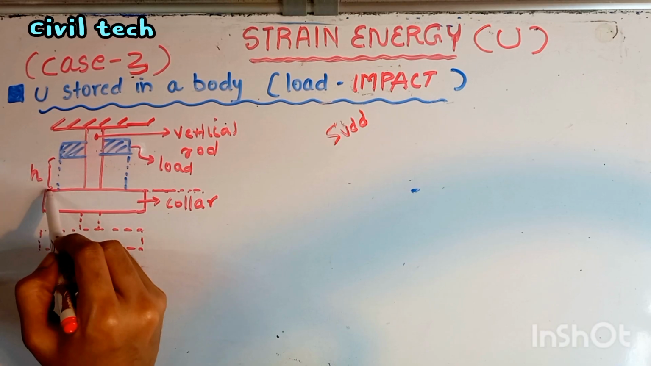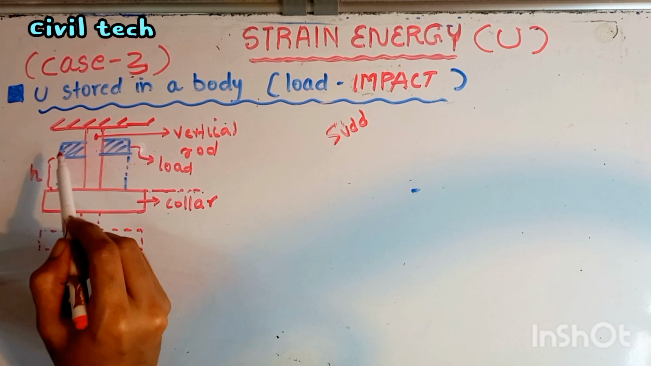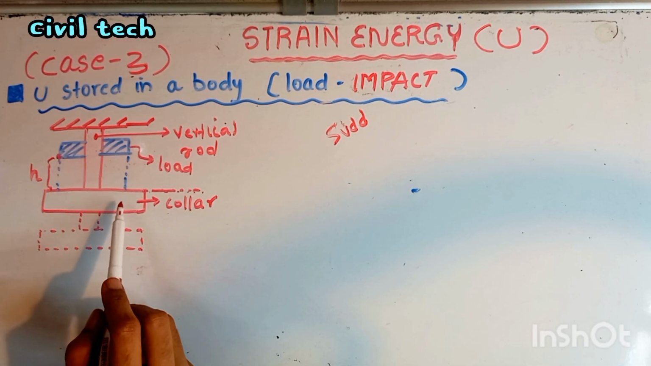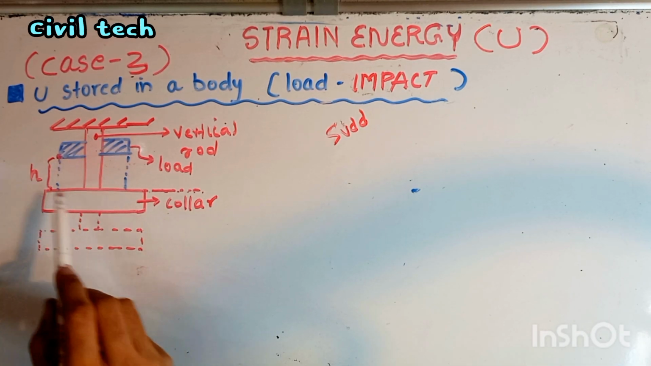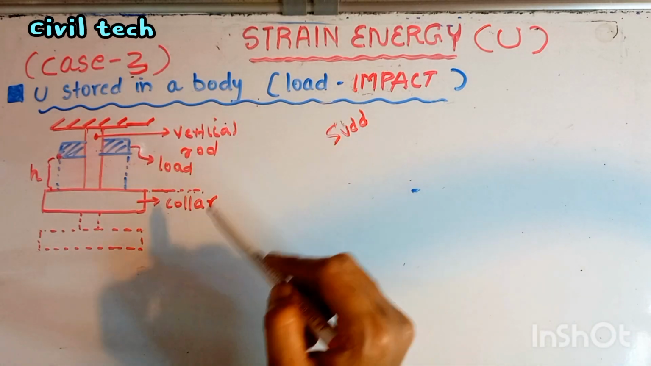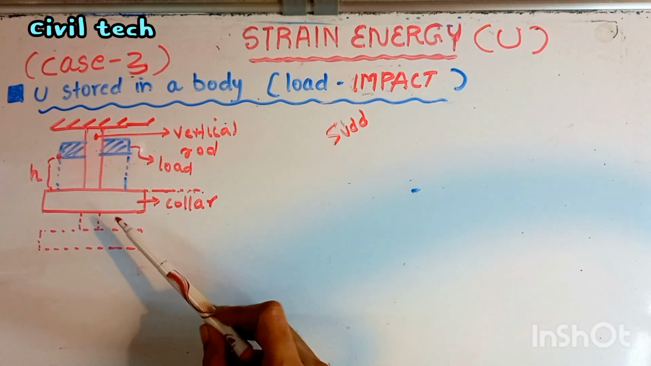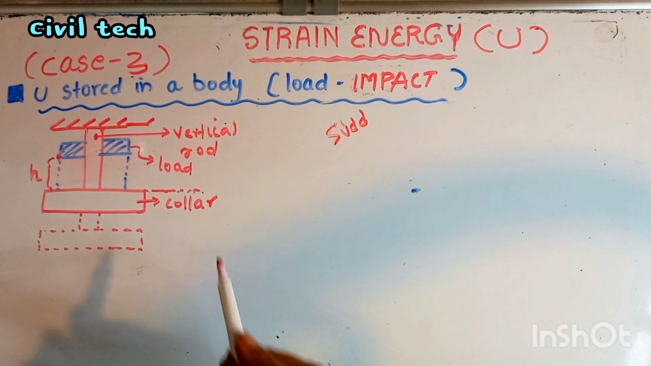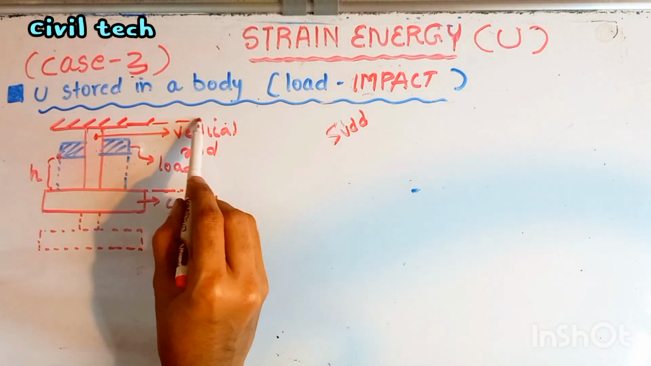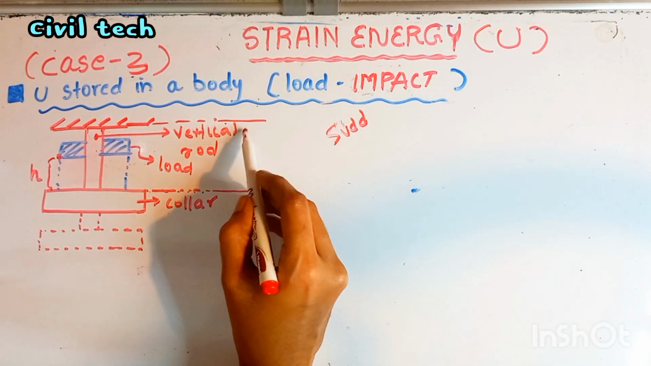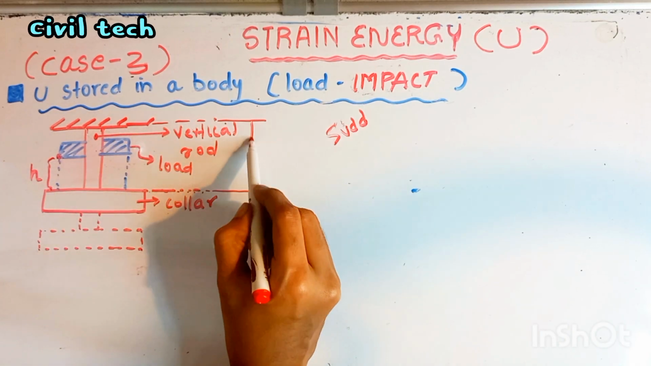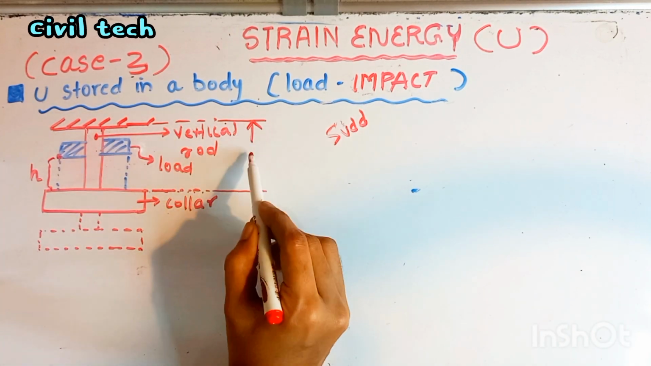From this to this, the height from which the load is dropped to the collar is h. So that becomes an impact load, when the suddenly applied load is dropped from a height small h. And the length of the rod, from the top of the collar to this vertical fixed portion, is capital L.